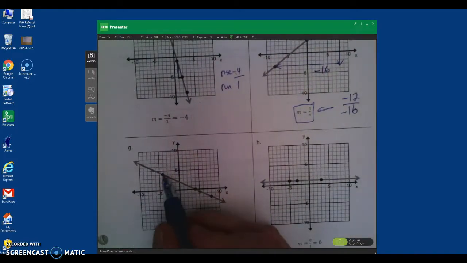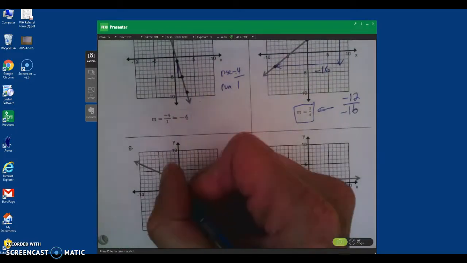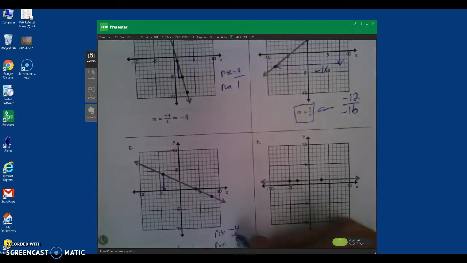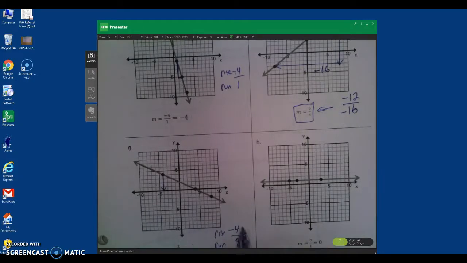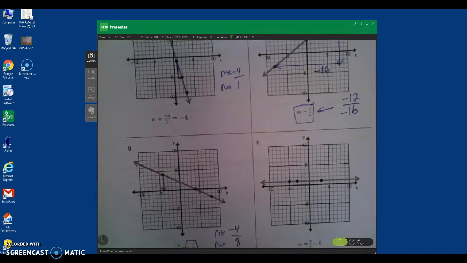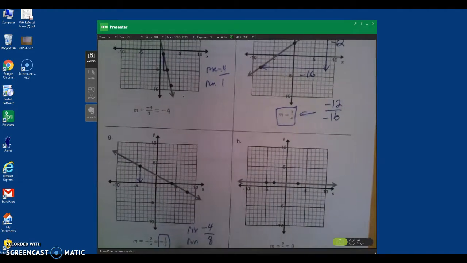Last 2. Let's see, my rise, I go down 1, 2, 3, 4. And then I run 1, 2, 3, 4, 5, 6, 7, 8. -4 is my rise. My run is +8. When I simplify -4/8, it becomes a fraction of -1/2.